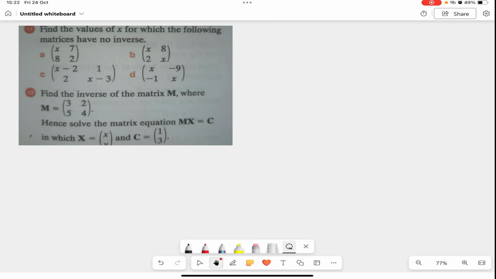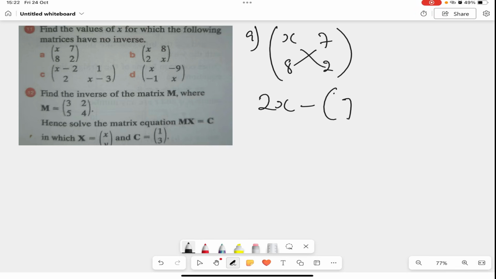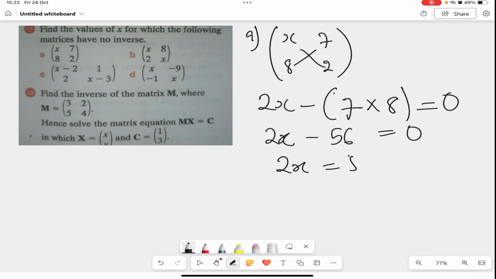So for the first one, which is A, let's put the matrix down: x, 8, 7, 2. So the determinant is 0. Good. So to multiply, we'll have 2x minus 7 times 8 equals 0. 2x minus 56 equals 0. Then you simplify by taking 56 to the other side. You have 2x equals 56. x is equal to 28. That's all for that question.